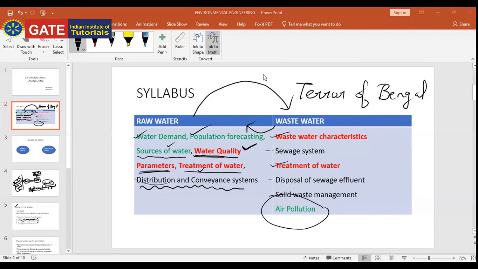So this is the general idea about raw water. First of all, we'll be discussing water quality parameters, and only then will we move on to the rest of the topics.